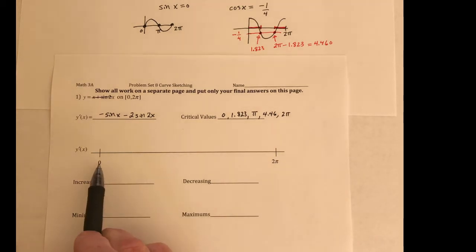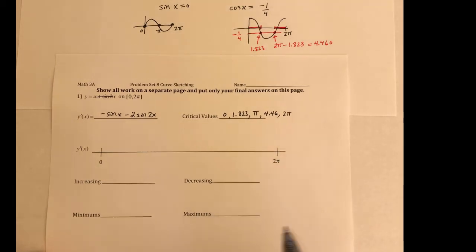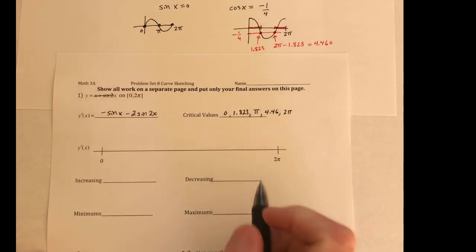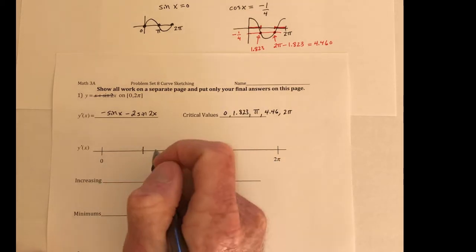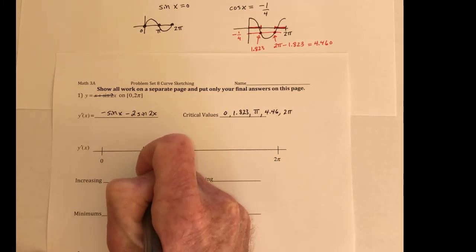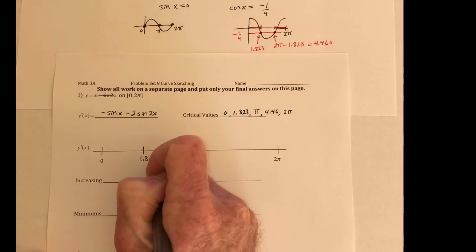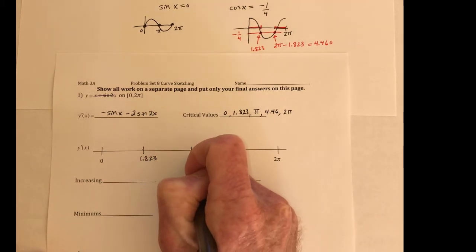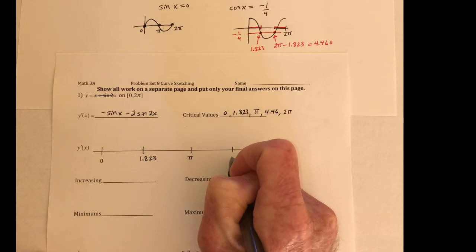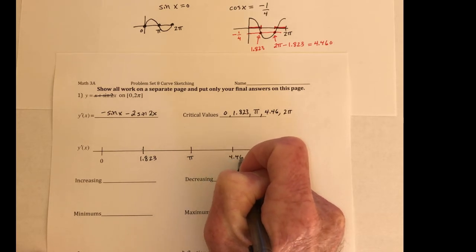The next thing to do is put those on a number line. So there's the 0, there's the 2 pi. So I just need to fill in, here is 1.823. Right here is pi. And here is 4.460.